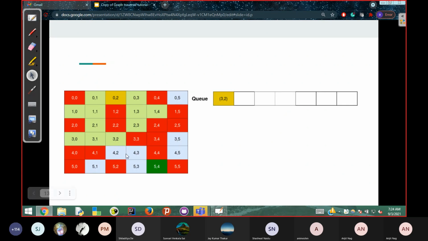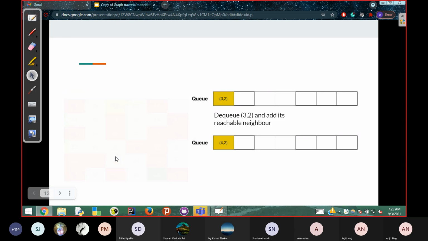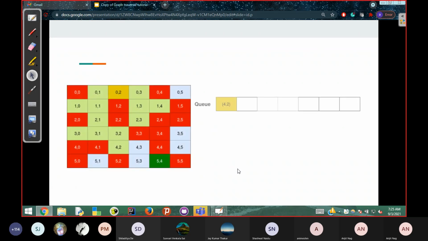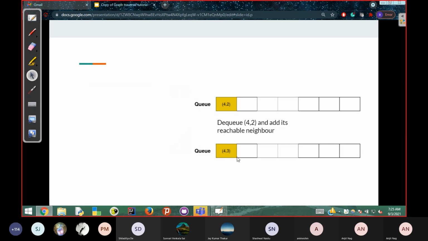Now from 3-2 you can go to 4-2. Okay, so you are removing 3-2 and adding 4-2 to the queue, and you are coloring it. Now again, same thing: from 4-2 we have only one option, that is 4-3, because 4-1 is unstable, 5-2 is unstable, and 3-2 is already visited. So the only option left is 4-3. So you are adding 4-3 to the queue, and this is the picture.